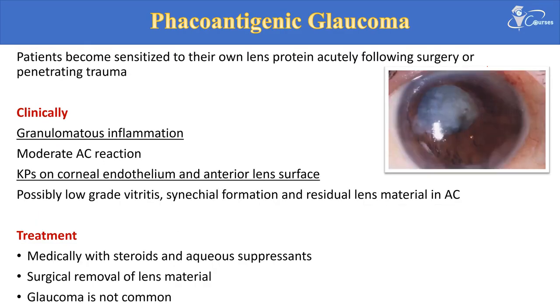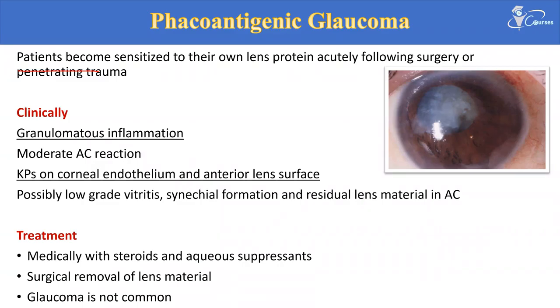A third type of lens-induced glaucoma is called phacoantigenic glaucoma. This had another name in the past. It was called phacoanaphylactic glaucoma, but this is a misnomer. It is not a correct name because there is no anaphylaxis or type 1 hypersensitivity reaction in phacoantigenic glaucoma. Those patients who had lens surgery will have an open lens capsule. The open lens capsule will result in exposure of the lens protein after the surgery or after penetrating trauma.